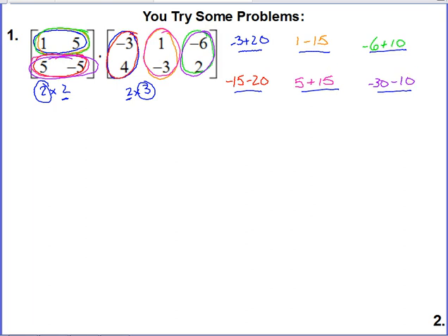Then for my final answer, what I'm going to do is all of this addition or subtraction. So I'm just going to simplify. So negative 3 plus 20 is 17. 1 minus 15 is negative 14. Negative 6 plus 10 is 4. And then on the bottom, negative 15 minus 20 is negative 35. 5 plus 15 is 20. And negative 30 minus 10 is negative 40. So there is my answer, a 2 by 3 matrix, just like we got when we did the dimensions.